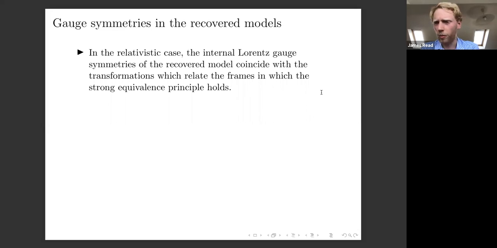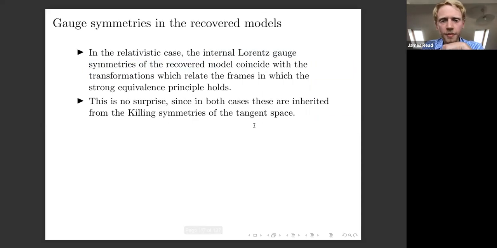I just want to comment on one thing. On the one hand, we have internal symmetries or gauge symmetries in the degeometrized models. And on the other hand, we have the frames in which this nice cancellation takes place. In the relativistic context, there is in teleparallel gravity, and this isn't something that I mentioned before, an internal gauge freedom, a freedom to choose your tetrads in any way such that they are related by internal Lorentz transformations. And so we've got this internal Lorentz gauge freedom. These symmetries coincide with the symmetries in which you have the frames in which the strong equivalence principle holds. And that's no surprise since these are both inherited from the symmetries of the tangent space.